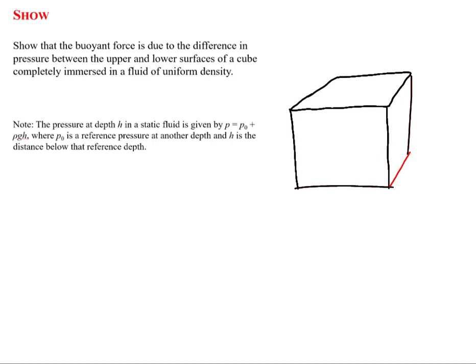So suppose we have a cube a certain distance below the surface of a lake, for example. To make things easy, we're going to say that this cube, I guess cubes have equal lengths of sides, so every side has an area of A.